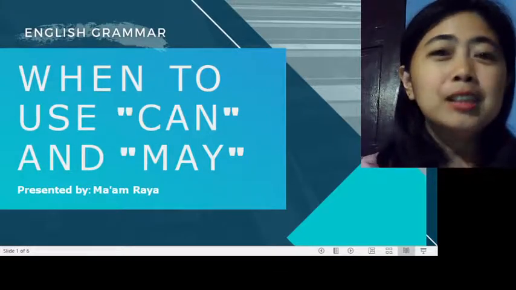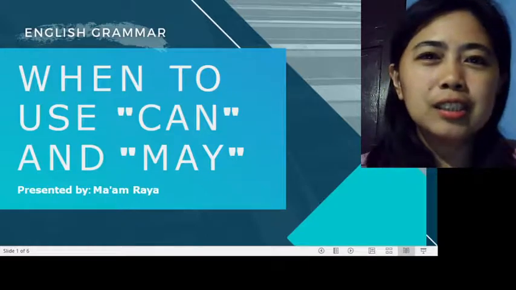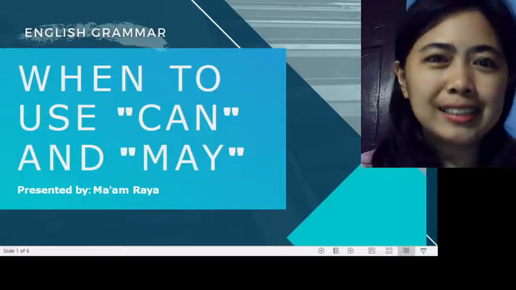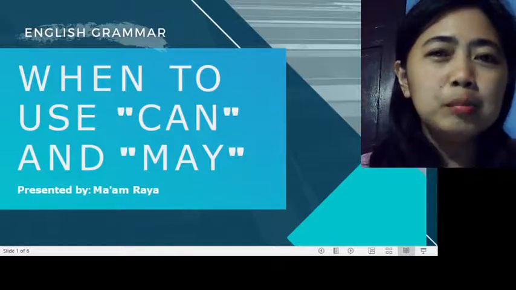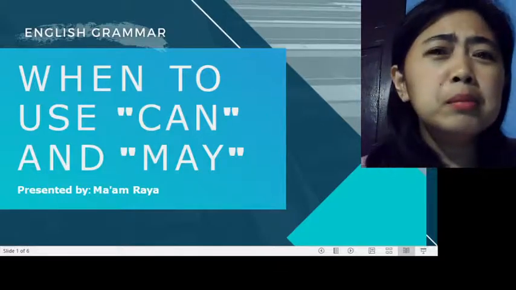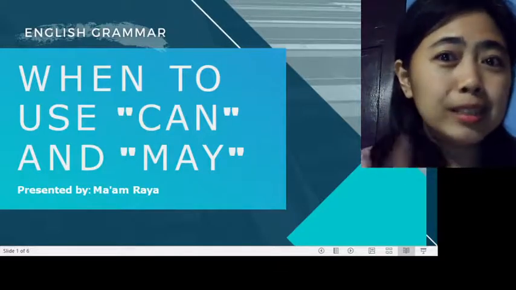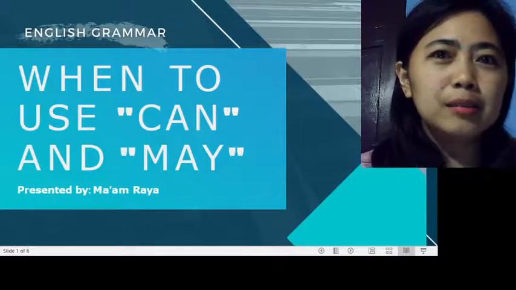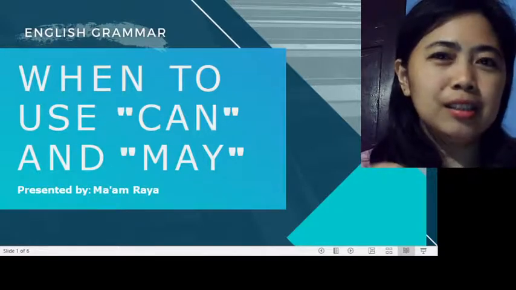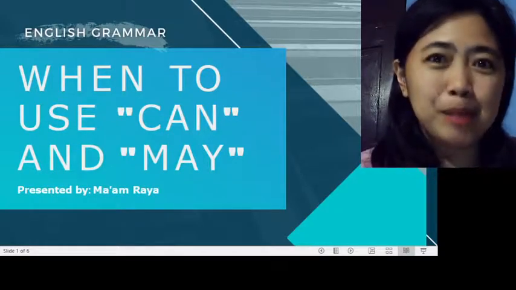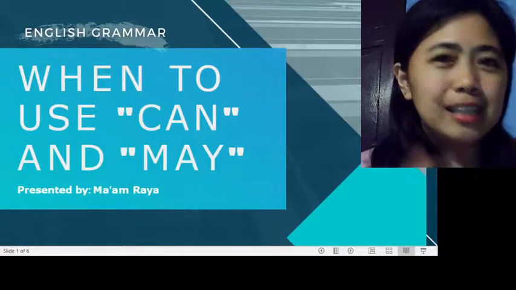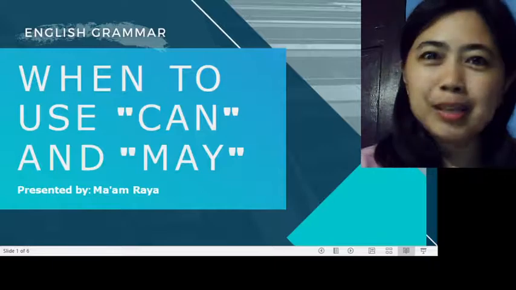Okay, so for today's lesson, we're going to discuss how and when to use can and may in sentences. Can these two be possibly used interchangeably? Probably the difference between these two may not be that complicated. For those who are strict in grammar, yes, it is possible. But for the average English speakers, in general, it may not be that strict.